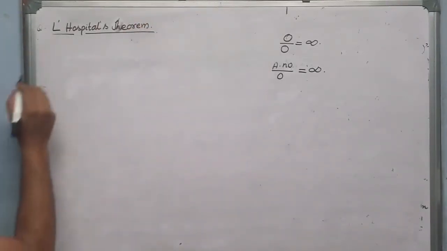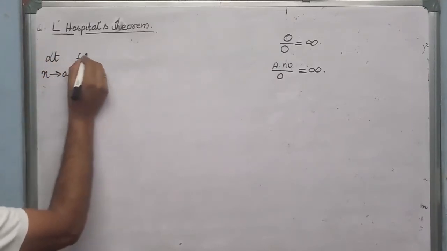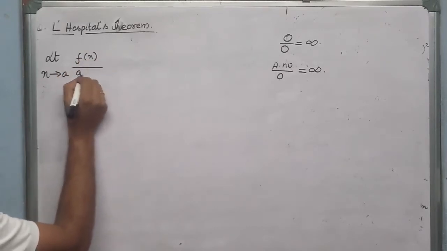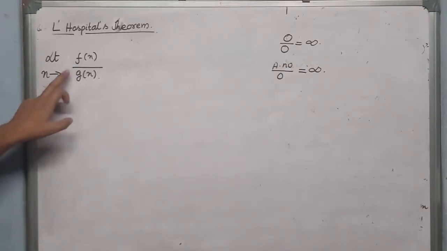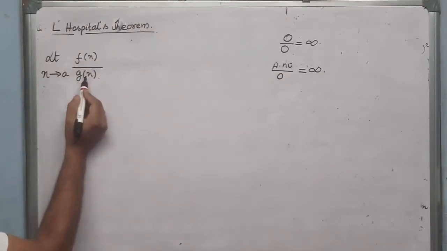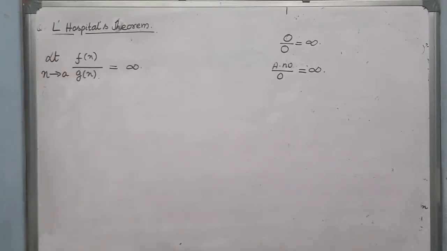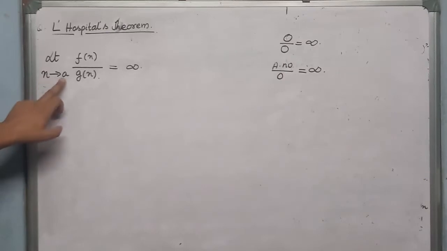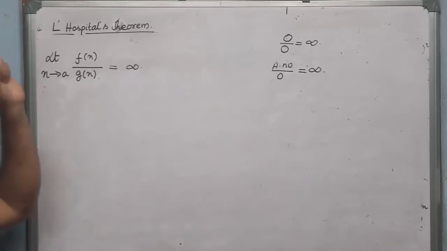Now say the given quantity is, let us suppose, the limit x tends to a of f(x) over g(x). It's the general form of L'Hospital's theorem. When you substitute x equals a, you will get f(a) over g(a). If this is undefined, whenever you substitute the limit x tends to a and your answer is undefined, that means the limit does not exist.